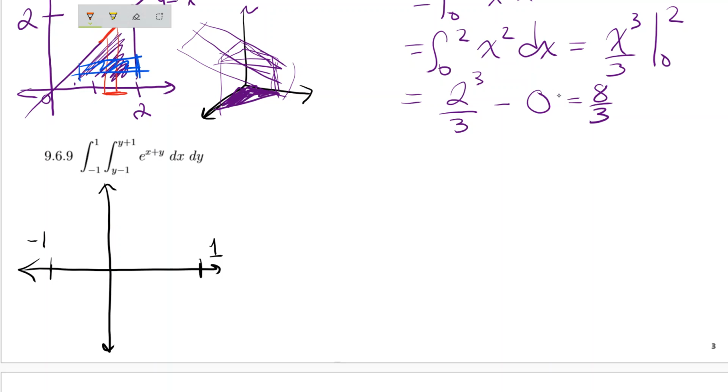Get close. I'm having a hard time with this. X equals y plus 1. So that's going to be the same as the line y equals x minus 1. Oh, that's easier. So then that line is down here.